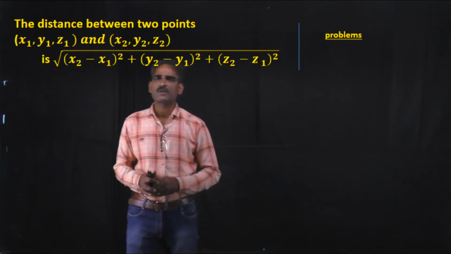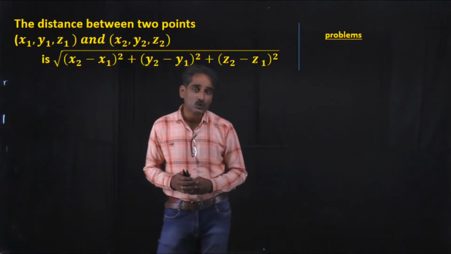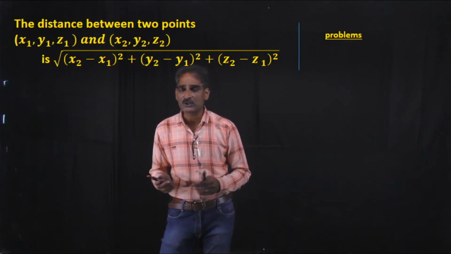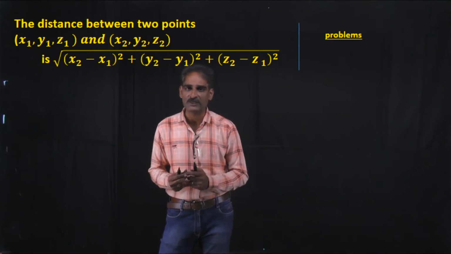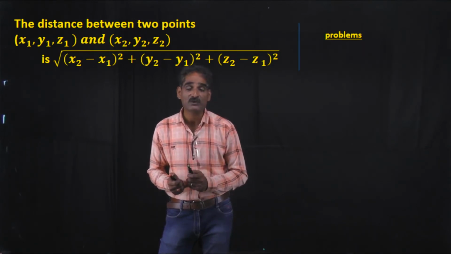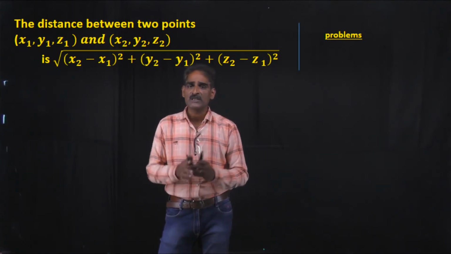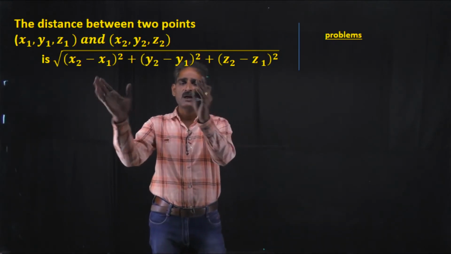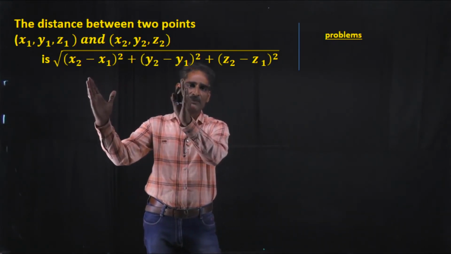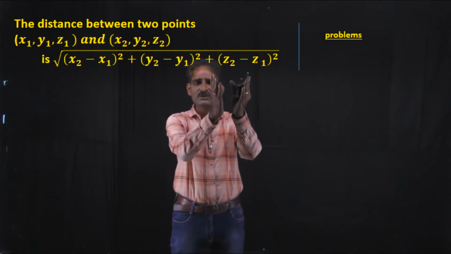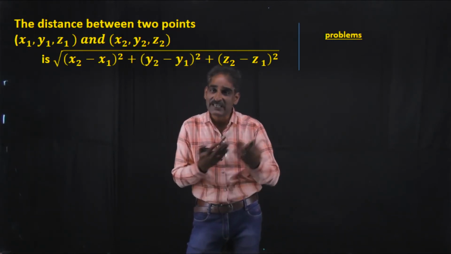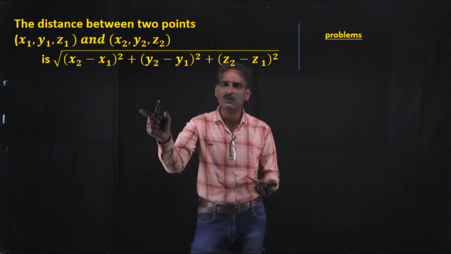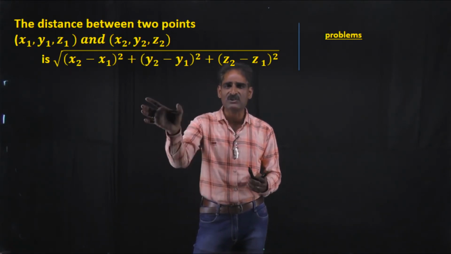Now see this formula. The distance between the two points x1, y1, z1 and x2, y2, z2. All of you know the distance between two points in 2-dimensional geometry. That is root of (x2 minus x1) whole square plus (y2 minus y1) whole square. Up to this part we know the formula in 2-dimensional geometry. We just have to add one more term: (z2 minus z1) whole square. That is the extra term. That's it. This is the formula to find the distance between two points. The proof is not important for that.